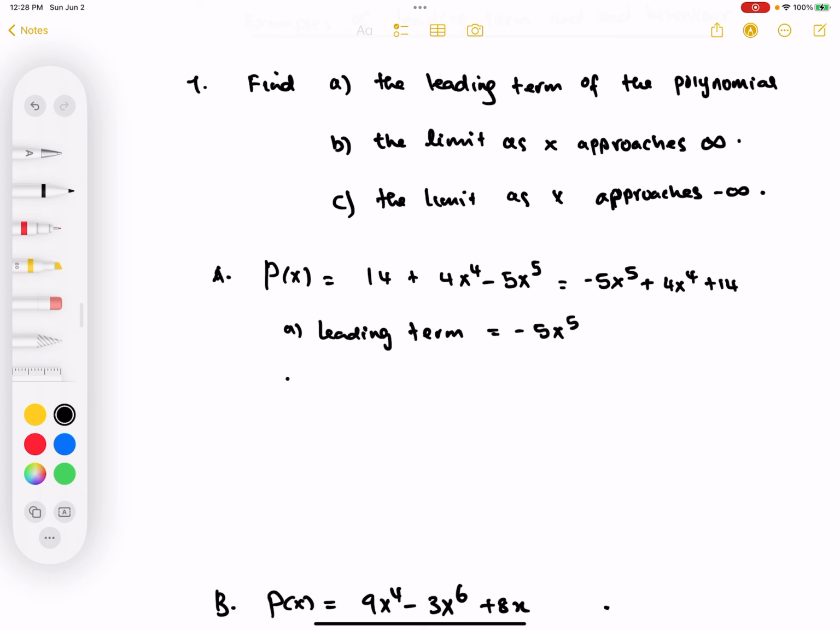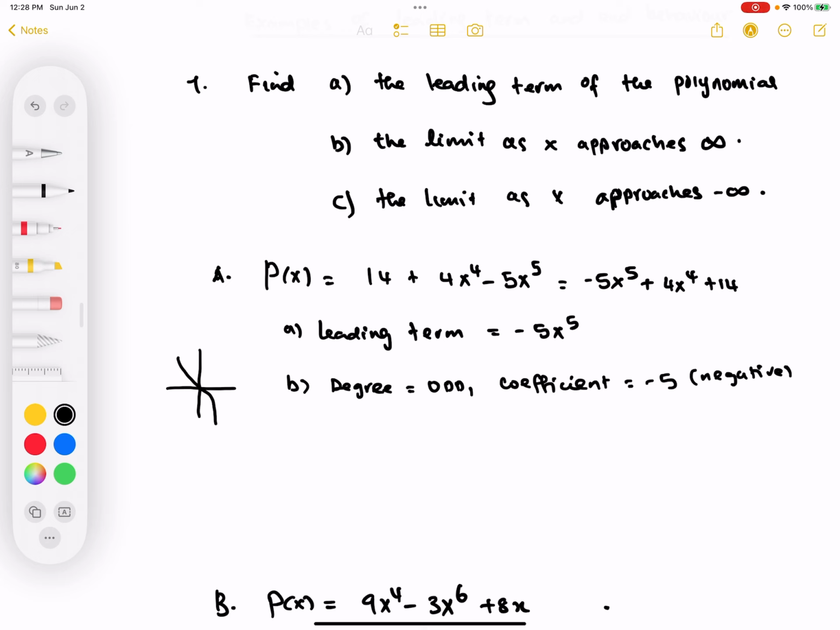Then the second one. In order to answer this one, look at the leading term. Its degree is odd, and the coefficient is negative 5, which is negative. Now, like I said in my previous video, the behavior of this graph looks like this one, right?